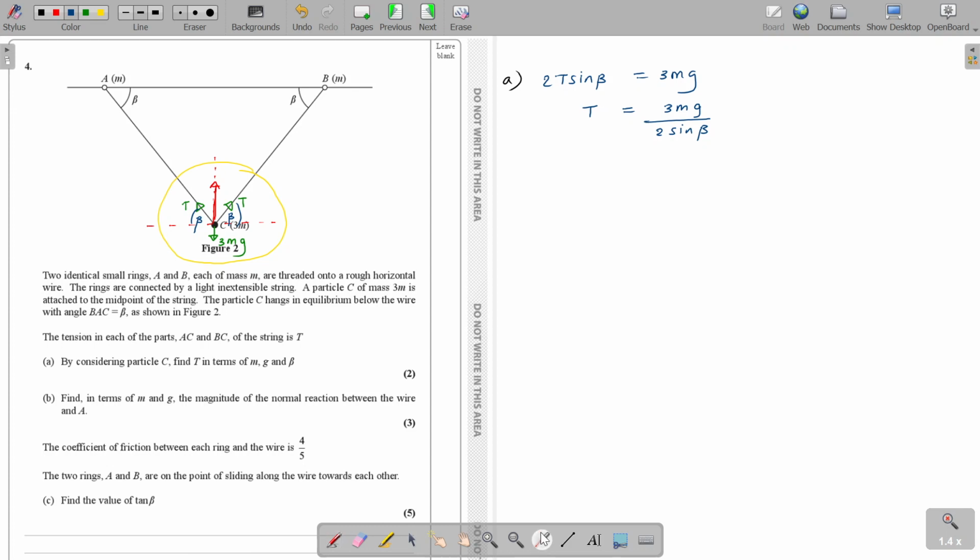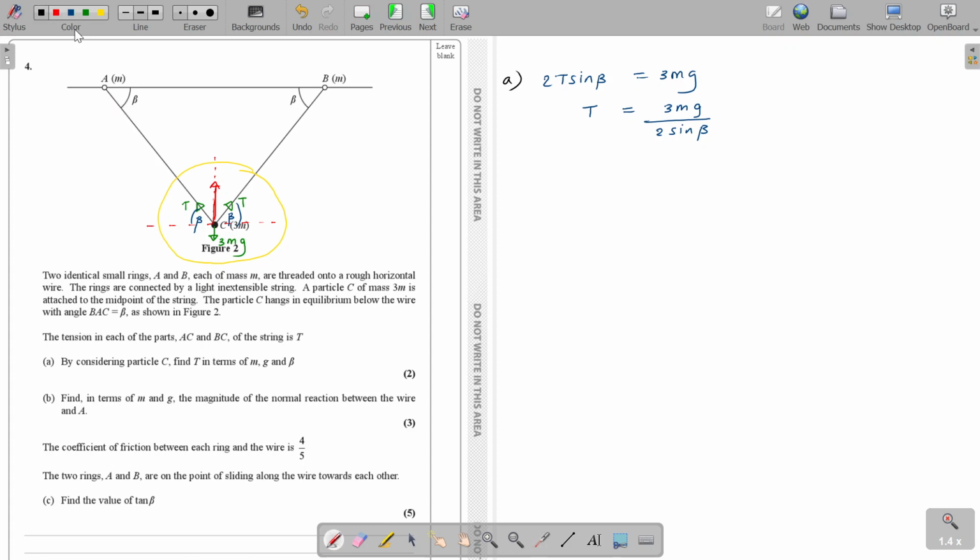Moving on to part B, they say find, in terms of M and G, the magnitude of the normal reaction between the wire and A. So now where do we need to consider? We will consider the ring at A, and consider this system individually: what are all the forces acting on this particular system?